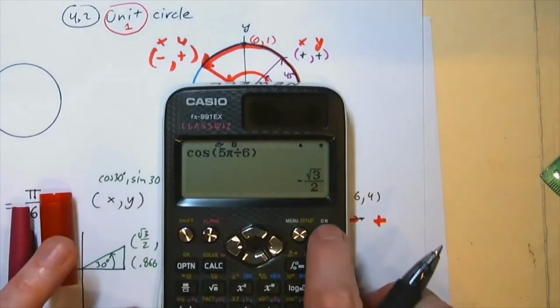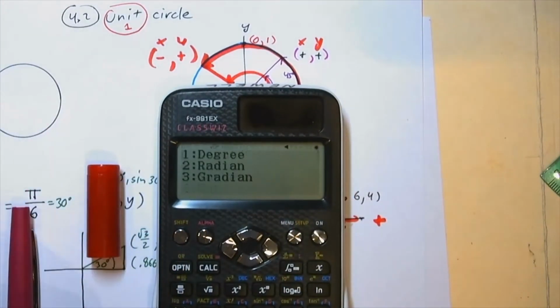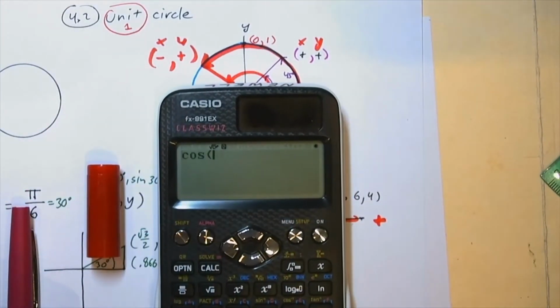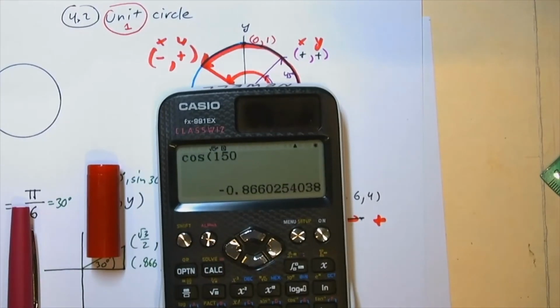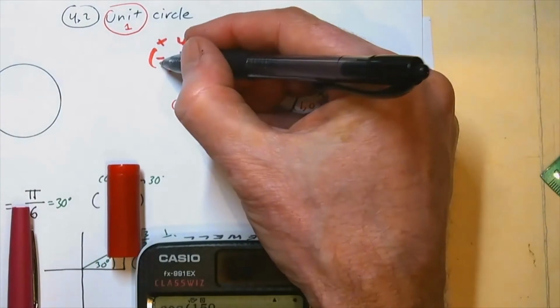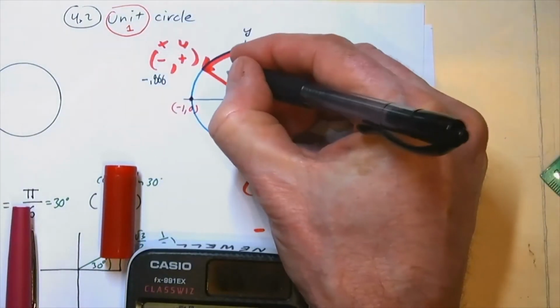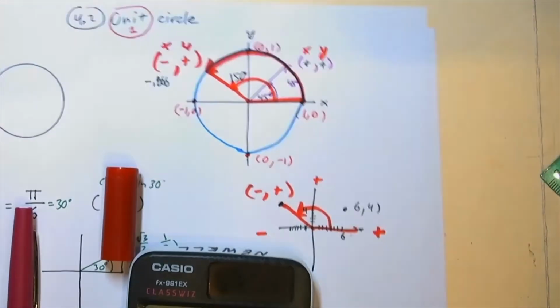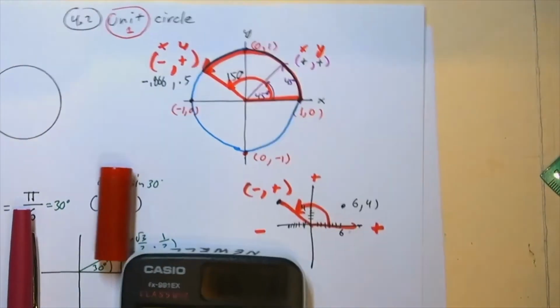So if you put in something like, and let me get back to normal degree mode, if I go cosine of 150, see, 0.866, it's negative. It's trying to tell me this answer is negative. That's why I'd say negative 0.866 for 150 degrees. And the y coordinate was still positive 0.5 because the y is still up.